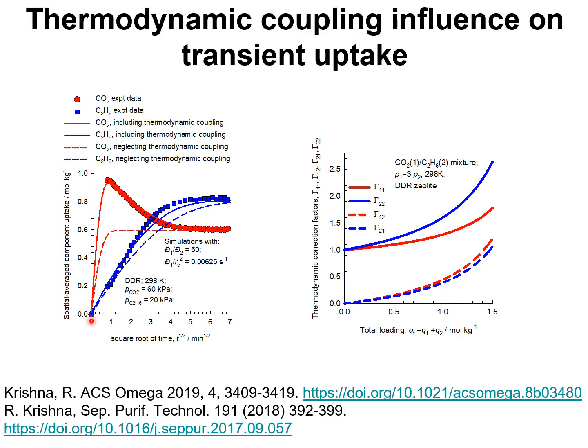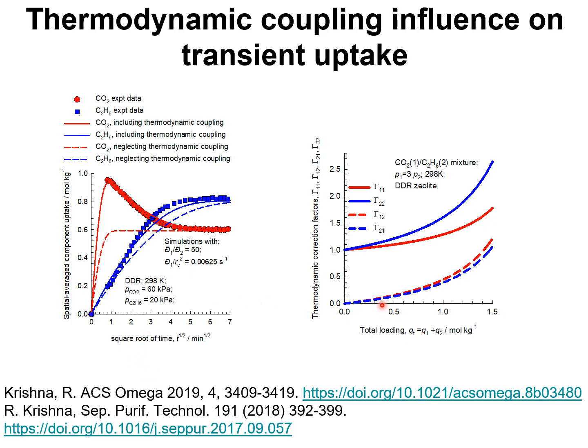On the other hand, in a model in which thermodynamic coupling effects are completely ignored, no transient overshoots are anticipated, and these are shown by the dashed lines for CO2, red, and dashed blue line for ethane. So ignoring thermodynamic coupling does not lead to transient overshoots and yields a monotonous approach of both components to equilibrium.